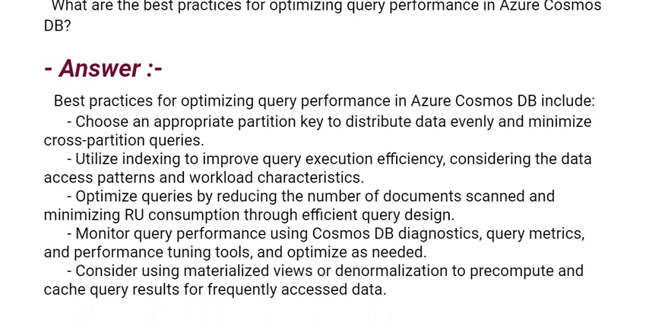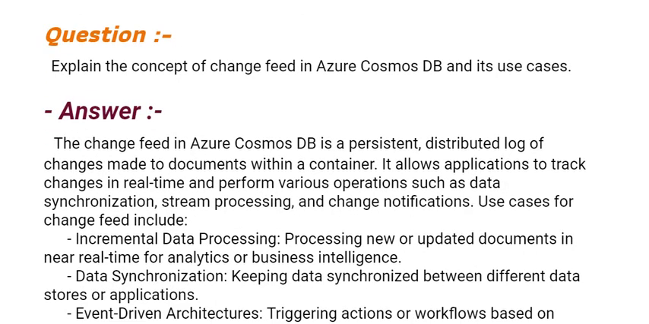The fourth one is monitor query performance using Cosmos DB diagnostics, query metrics and performance tuning tools, and optimize as needed. And the last one is consider using materialized views and denormalization to pre-compute and cache query results for frequently accessed data.